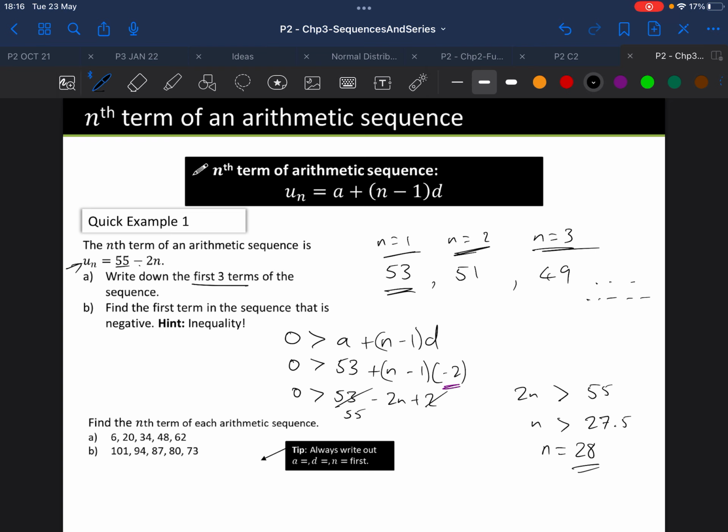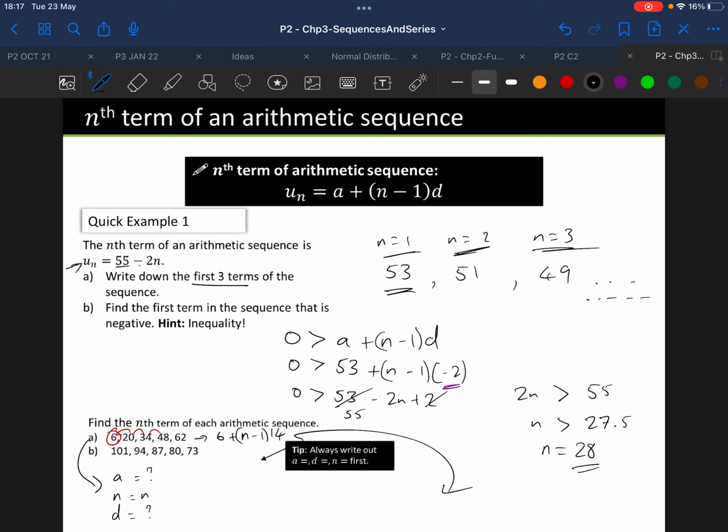Second example here, find the nth term. So how do you find the nth term? Well, you write out what the a is. The n, you don't know n because that's what nth term means. It means write it in a general way. And the difference, and then you put them into the formula. So there's a. What's the difference? How much is it going up in? It's going up in 14s. So for the first one, you could say that it is 6 plus n minus 1 times 14. That's the nth term. Okay?